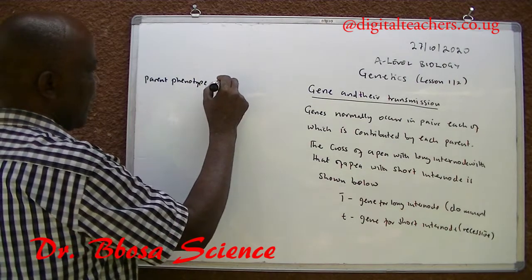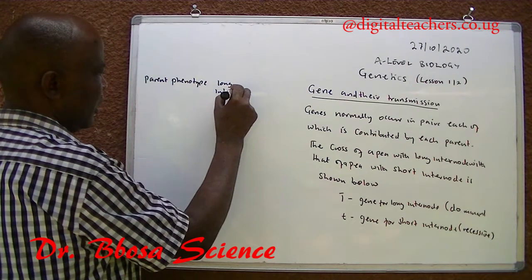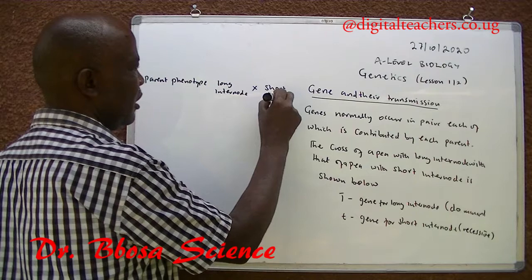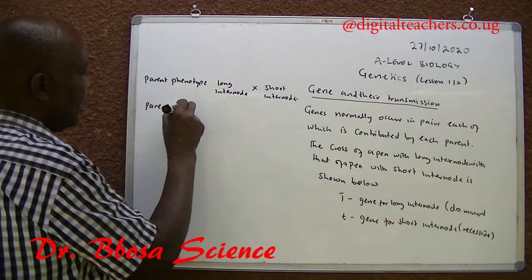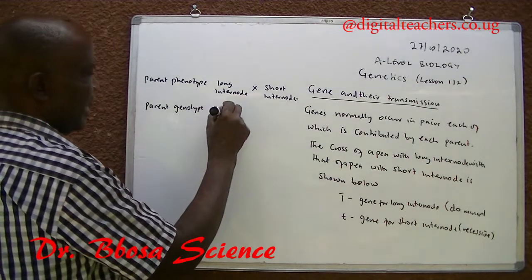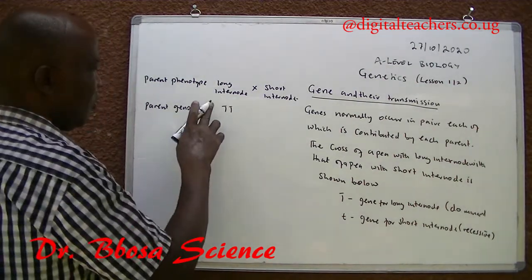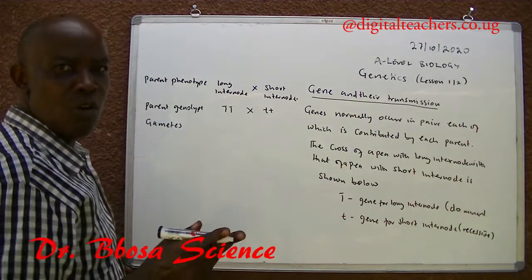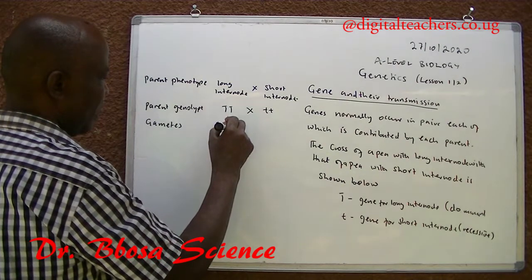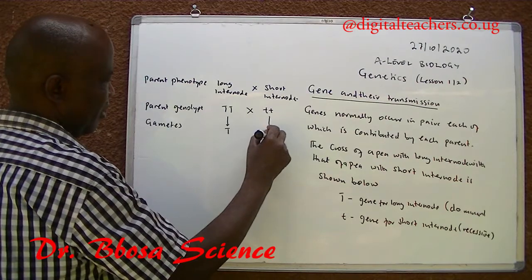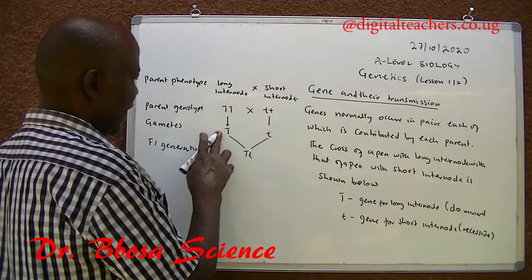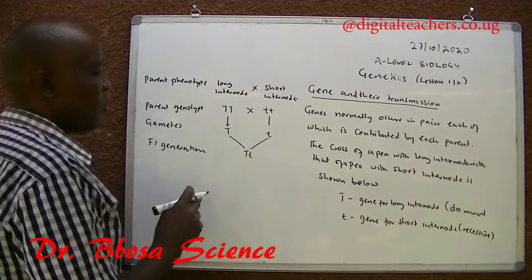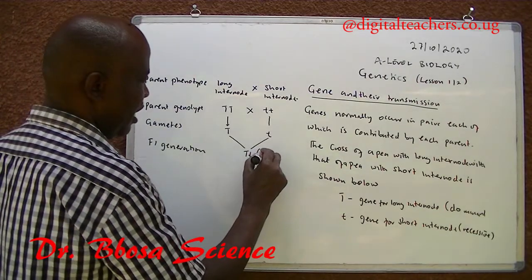Parent phenotype. We have seen that one parent with long internode was crossed with a parent of short internode. Parent genotype. We say that one has genes for the dominant trait. Long internode is the dominant trait, so it carries the capital T. It is crossed with a parent with the recessive gene. Gametes, either sperms or ova, pollen grain or ova, will have all of them here with a capital T, and this one, all of them will have a small t. A gamete with capital T will combine with a small t at fertilization to produce offspring, all of which are Tt, and all of them having long internode.